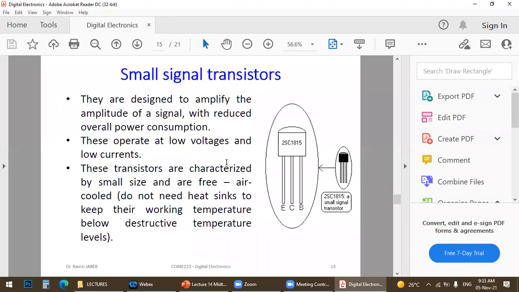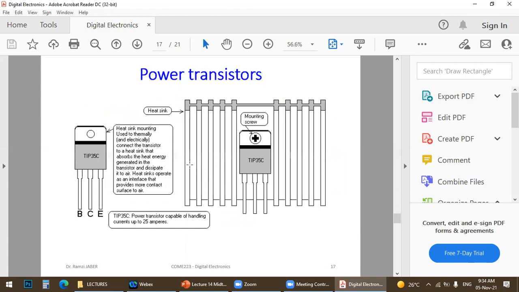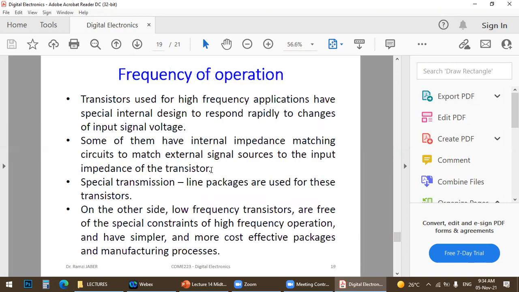Some classification of transistor. Okay, reading, whole reading.